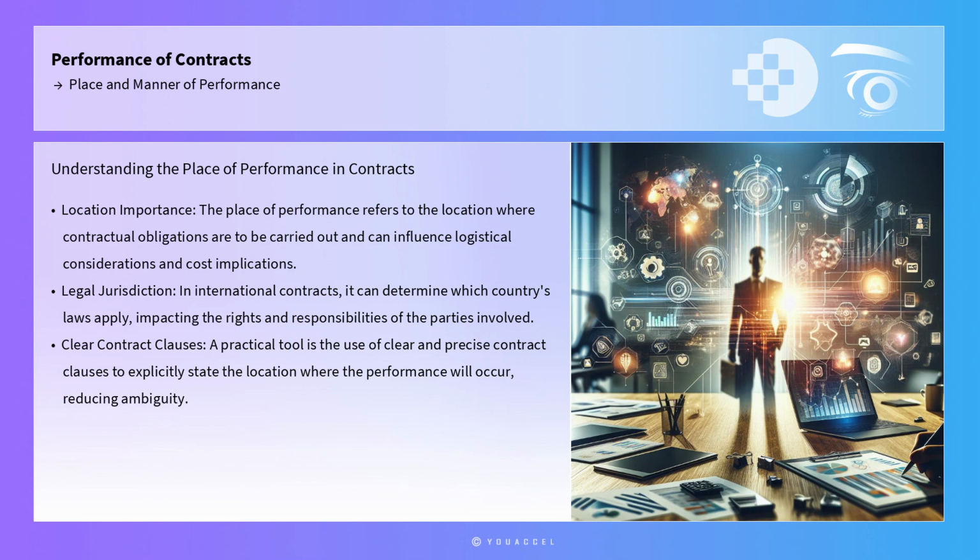For instance, in international contracts, the place of performance can determine which country's laws apply, impacting the rights and responsibilities of the parties involved. A practical tool for addressing the place of performance is the use of clear and precise contract clauses. These clauses should explicitly state the location where the performance will occur, reducing ambiguity and potential disputes. For example, in a supply contract, specifying the delivery address and terms can prevent misunderstandings about where goods should be sent.